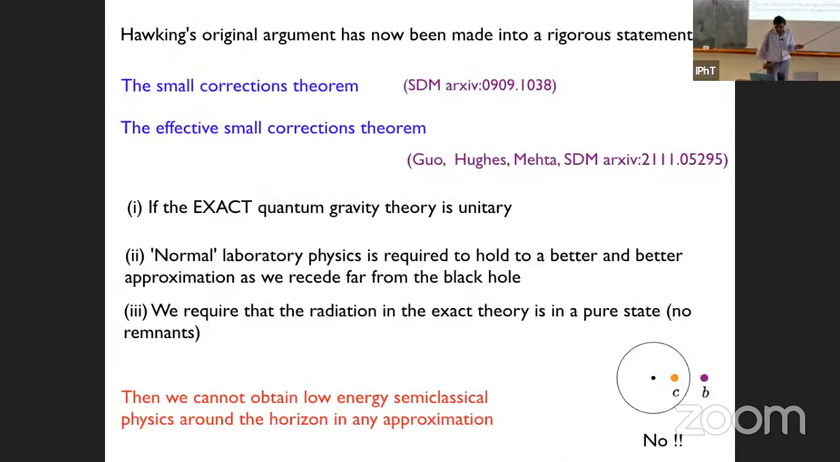Okay, so now we can take Hawking's original argument, and people have worried a lot about how rigorous it is, whether small quantum gravity effects can change it, and so on. But using properties of quantum information theory, we now have a more rigorous version of this.